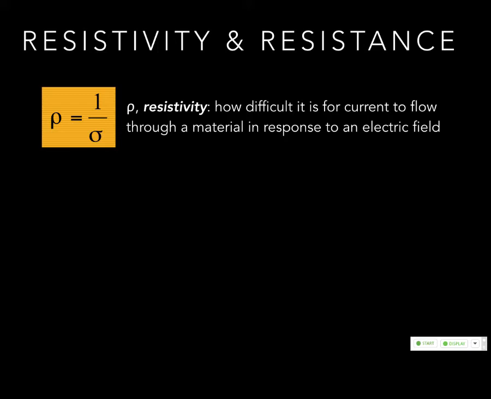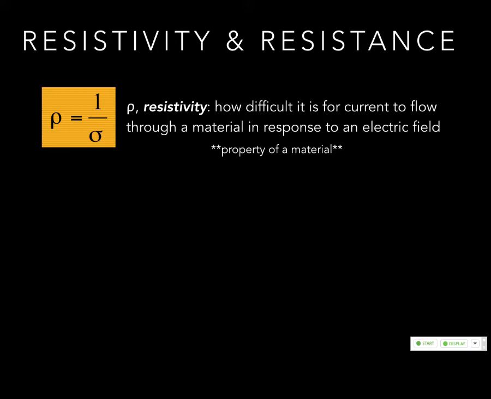Okay. So anyway, the inverse of conductivity. If conductivity is how easy it is for stuff to flow, if you take the inverse of it, that's how hard it is for stuff to flow. Okay? So resistivity is how difficult it is for current to flow through a material in response to an electric field. Okay? This is also a property of the material. And it turns out you can calculate. So resistivity is the material property. Resistance is the property of a physical object.